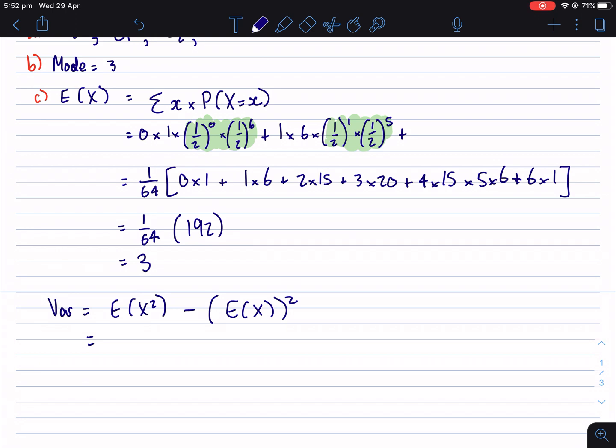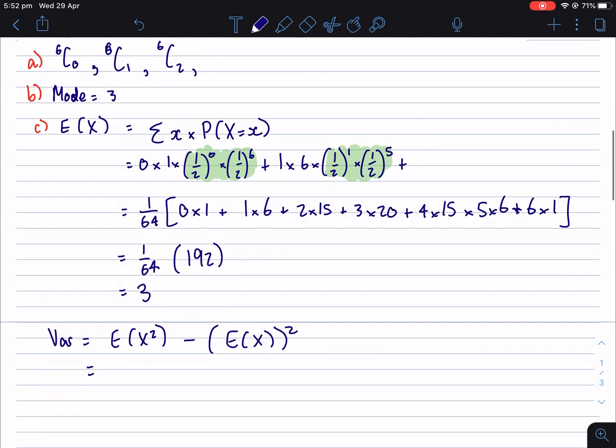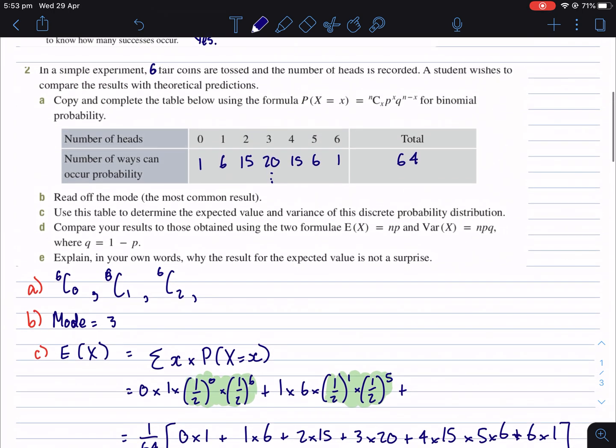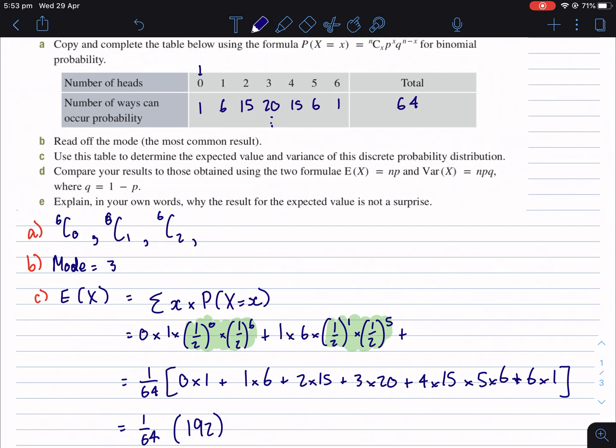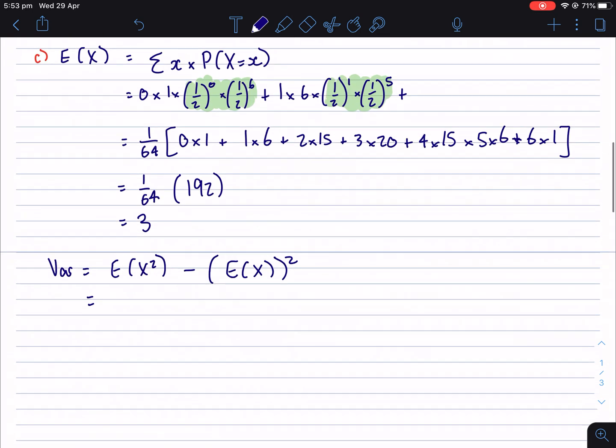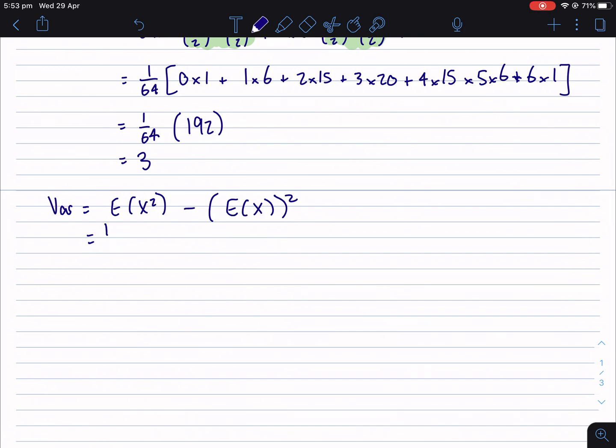is the same as, what's the value of x? Oh, okay, so we're squaring these ones. So this one's going to be 1 on 64 times 0 squared times 1 plus 1 squared times 6 plus 2 squared times 15 plus 3 squared times 20 plus 4 squared times 15 plus 5 squared times 6 plus 6 squared times 1. And then we're minusing off the square of our expected value, which was 3.